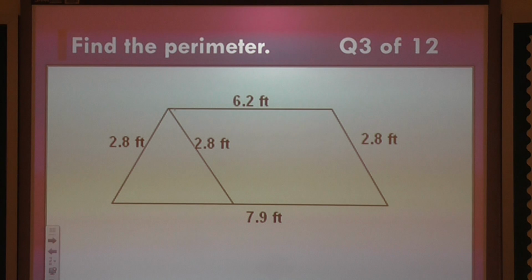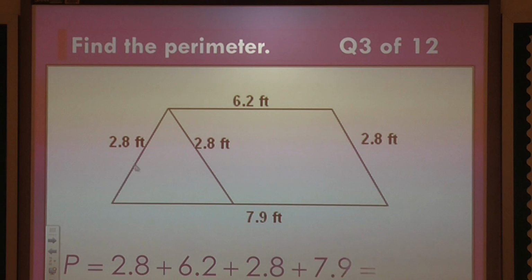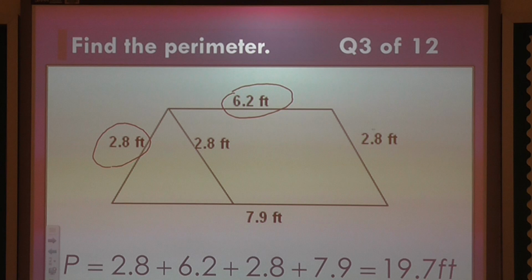Find the perimeter of this problem. So it gives you lots of numbers, including this length in here, but all you really need is the outside edges. So that is the 2.8, the 6.2, the 2.8, and the 7.9. Add those all up and you get 19.7.